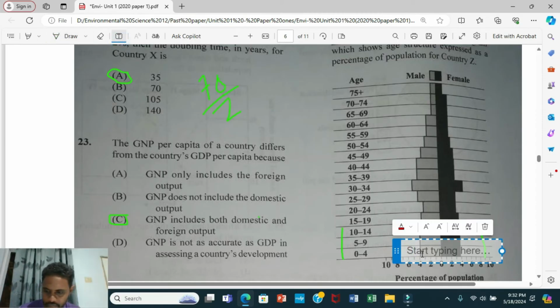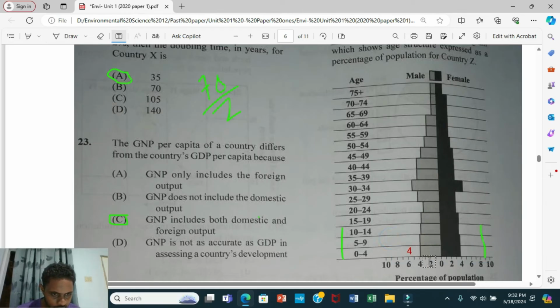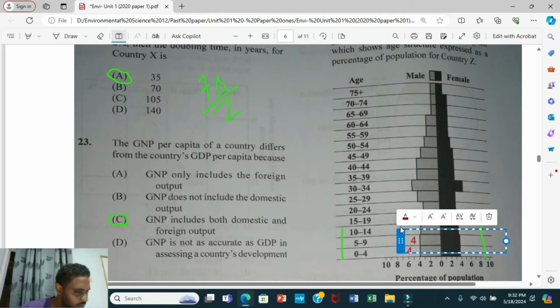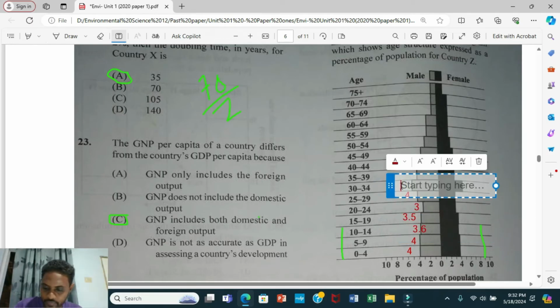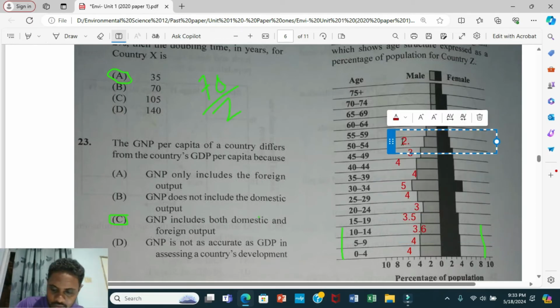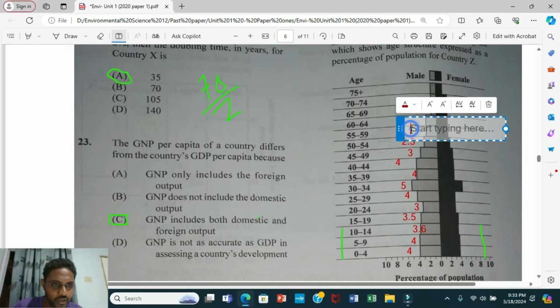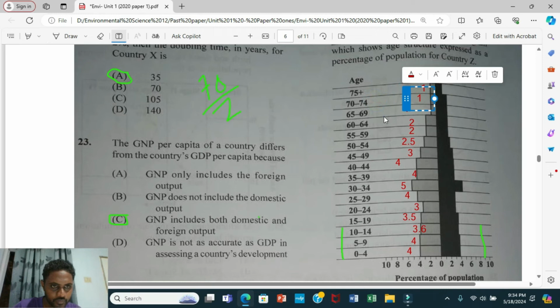So that would be 4. Right? So if you read off here, you see that that's 4. This one here is about 4 as well. Right? This one is about 3.6. This one is about 2.5. So you have to see, guys, you have to take your time and do this thing. All right, so that would be for the males.